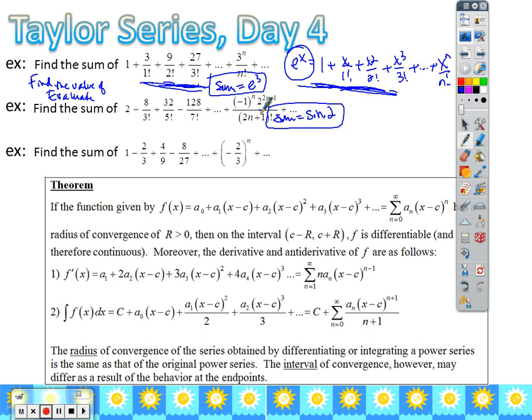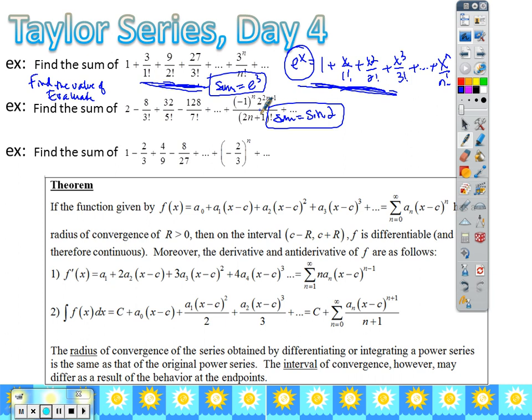Last one. This one isn't triggering or ringing any bells for me with the 3, the 9, the 27. But if you look at the general term, what can we tell from the general term? It's geometric. So this one we can find the sum by using that formula for the sum for geometric.